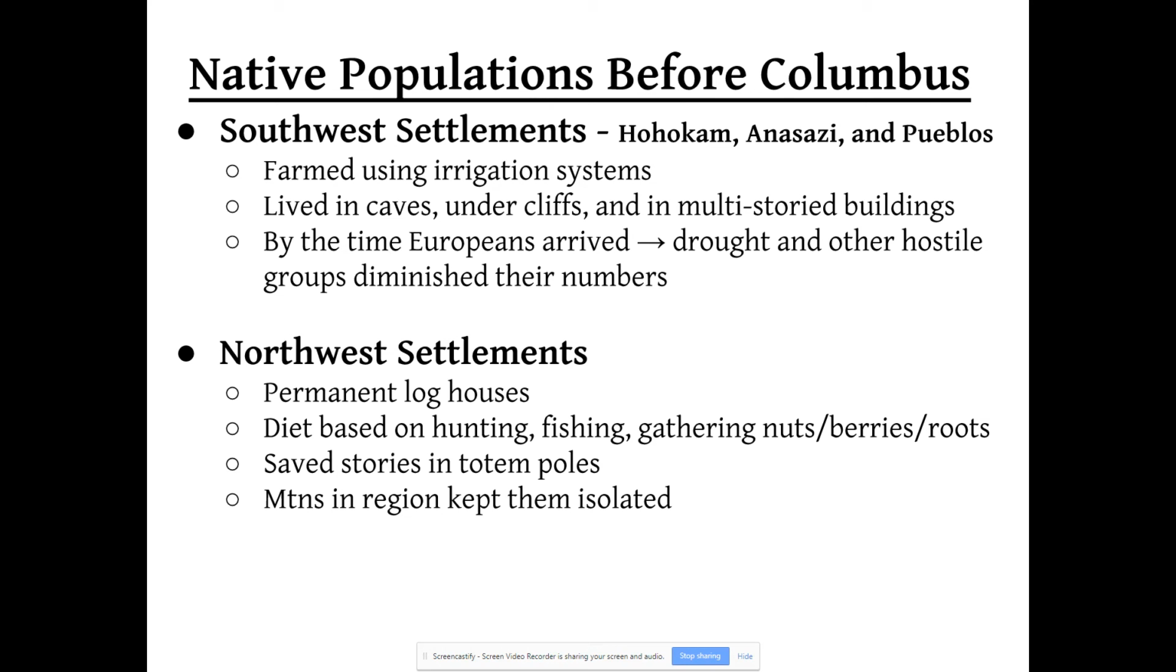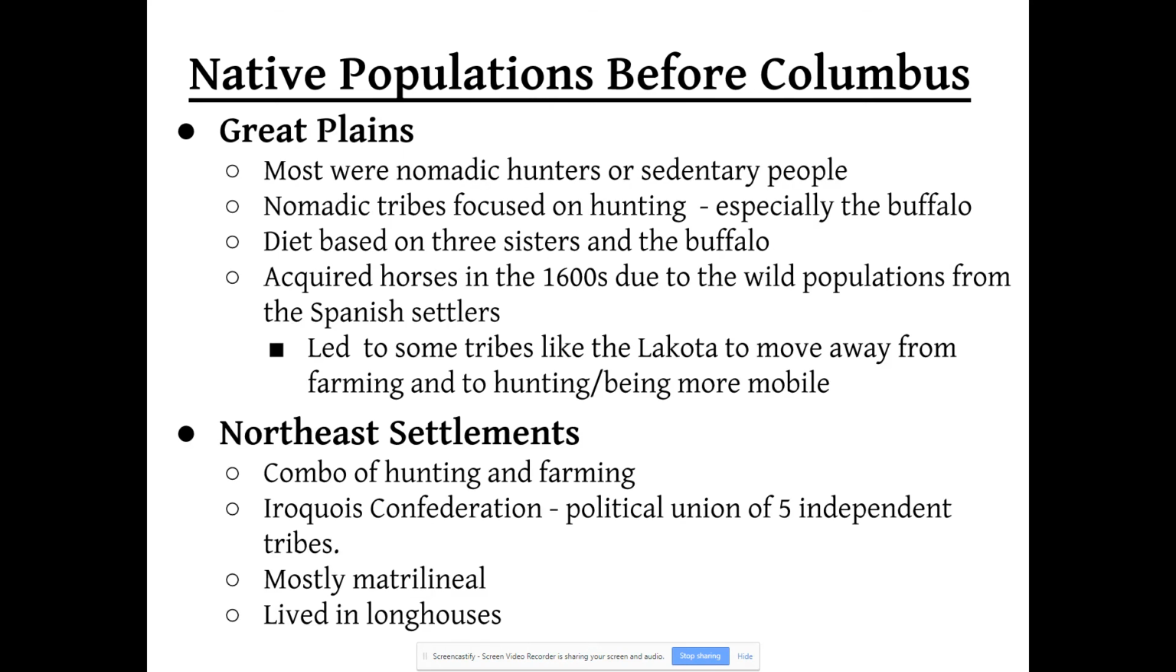The Great Plains people were primarily nomadic hunters or sedentary people who farmed and traded in regions like the Dakotas and some places in Minnesota. And the buffalo was very important to both of those groups.